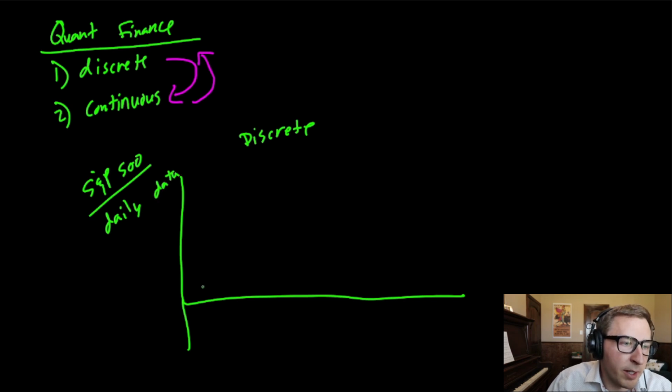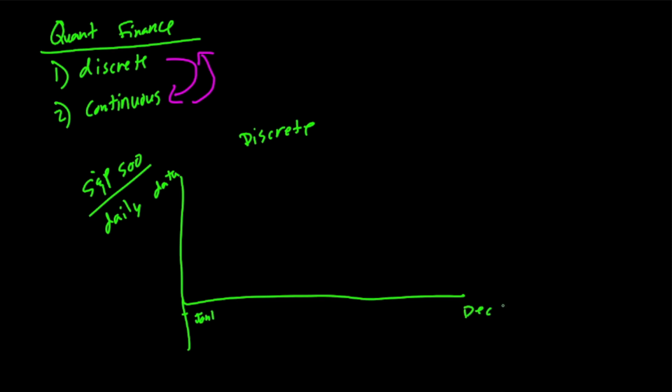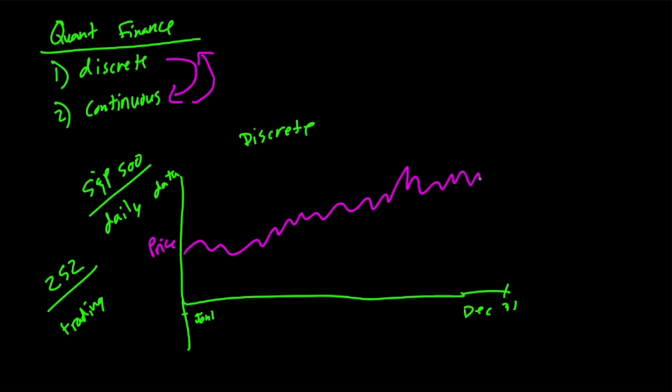And we can have, I don't know, like this is January 1st, and let's go out to, say, December 31st. So it's one full year. And then we're going to have 252 data points, so I'll write it here, because there are 252 trading days in a year. This is just how the markets work. So you could have price on the y-axis, and the stock price is going to look something like this. We'll just make something up. But you'll notice there'll be 252 points.